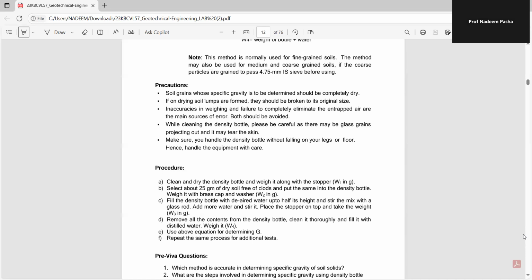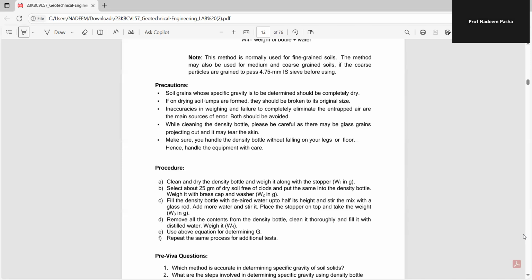So what are the precautions you need to take? Soil grains whose specific gravity is to be determined should be completely dry. Similar to the previous experiment, the soil grains should be completely dry. If on drying soil lumps are formed, they should be broken to the original size.